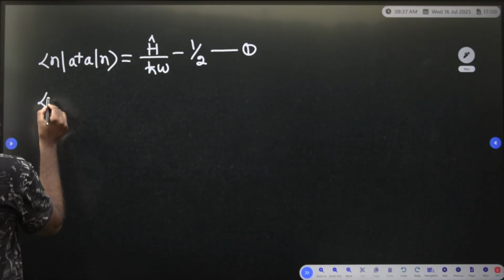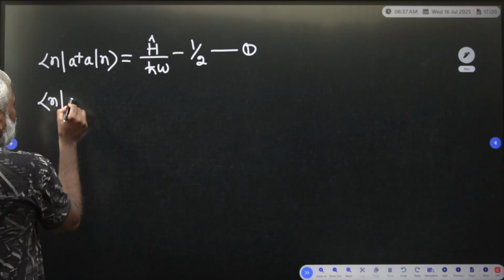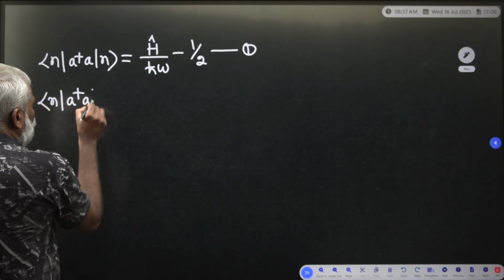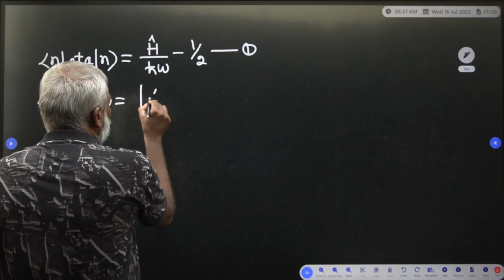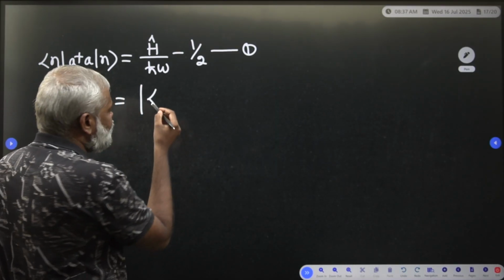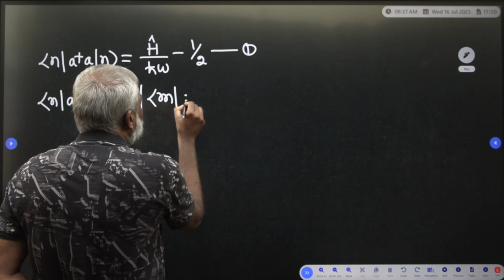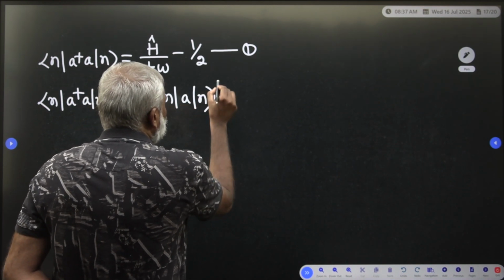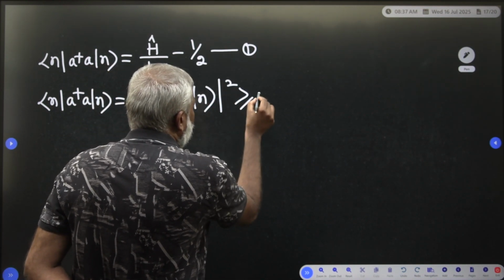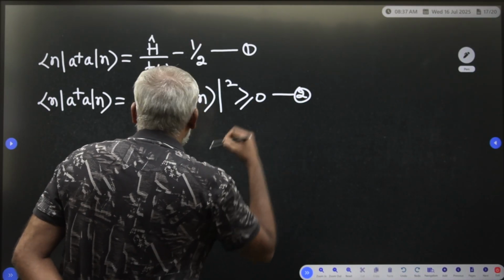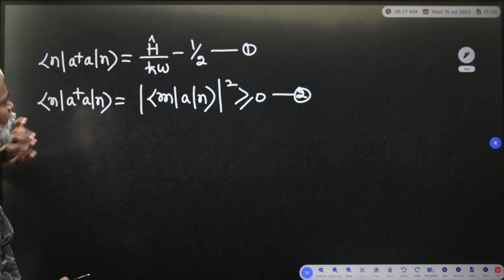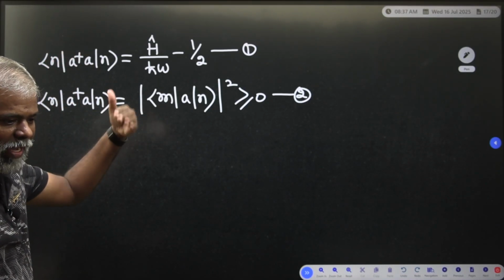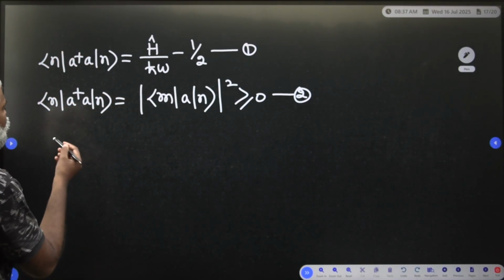In the same way you have to write Brian A dagger A cation is equal to the modulus of Brian, we have to write it as a modulus of Brian A cation, whole square, which is greater than or equal to 0. This is the equation number 2. So therefore what we have to write? The left hand side part is equal, that's why I have to equate the right hand side part.